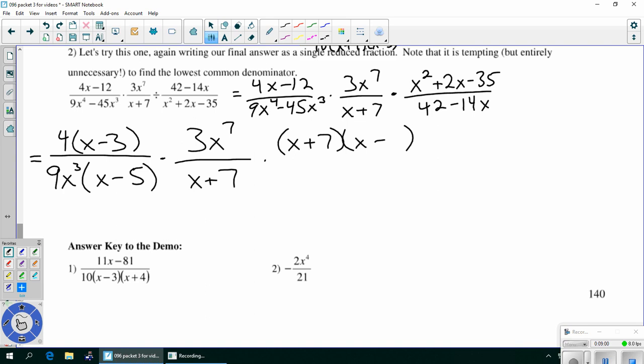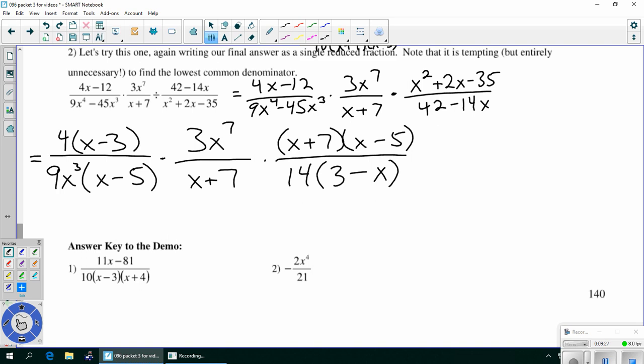Okay, hopefully we got x plus 7, x minus 5. Last denominator, greatest common factor is 7. And then we're left with a 6 minus 2. Sorry, 7 was not the greatest common factor. 14 was the greatest common factor. My bad. 14 goes into 42 3 times and into 14x just x times.